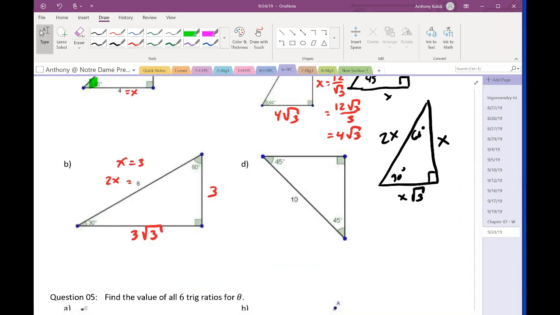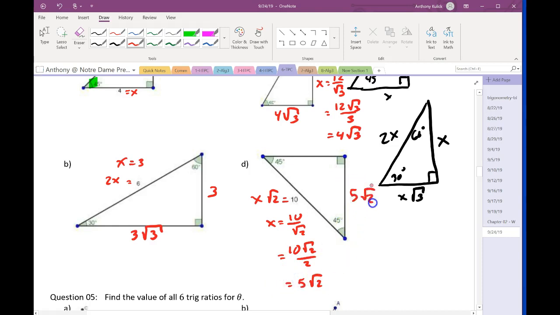And then my last one, this is a 45, 45, 90. I know the hypotenuse in that is equal to x square root 2. I divide both sides by square root 2 to give me 10 divided by square root 2. Rationalize my denominator, that gives me 10 root 2 over 2, which reduces to 5 root 2. So that's my x side, so both legs are 5 square root 2.